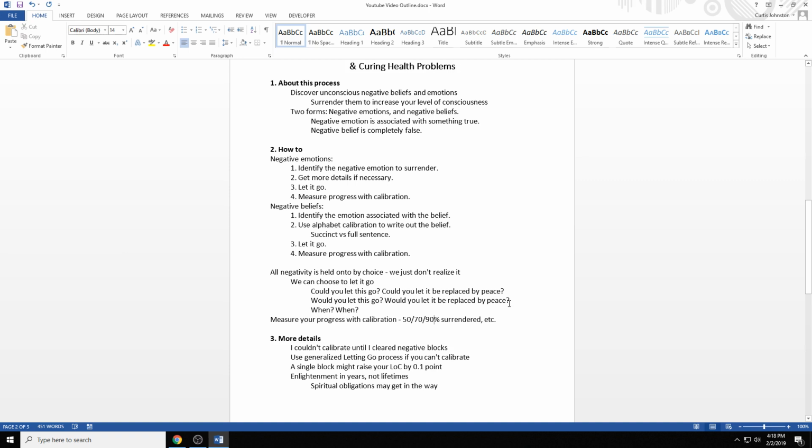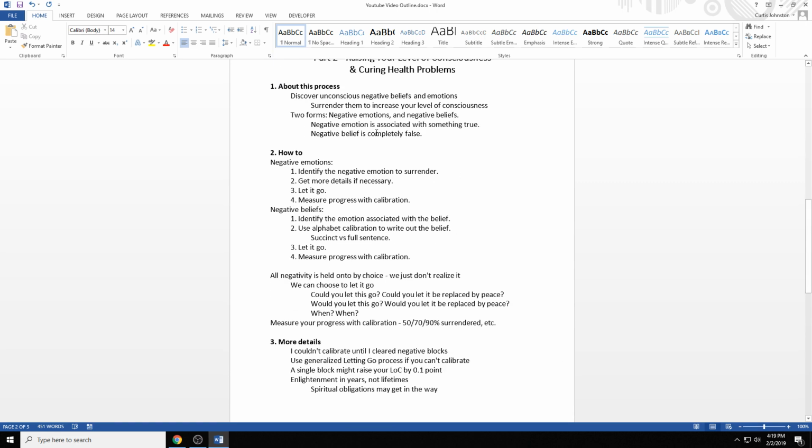So let's say you have a really intense negative belief or negative emotion, and you've been working on it for like 2 days trying to surrender it. You haven't been successful. Well, you can ask, how surrendered is it? Oh, it's 98% surrendered. Oh, I'm almost done. And then you just surrender the last little bit of frustration related to that belief, and maybe it'll go away. So this is the process of, let me see my notes.